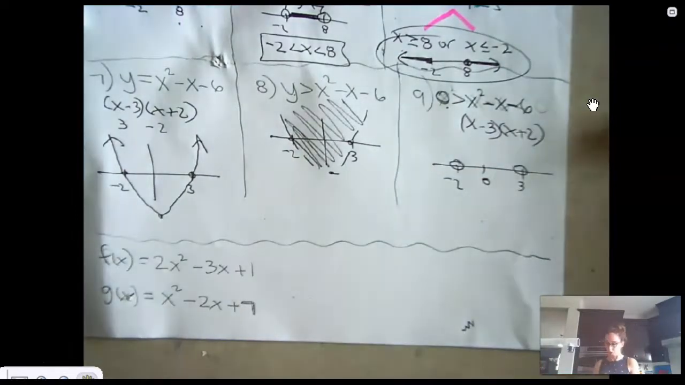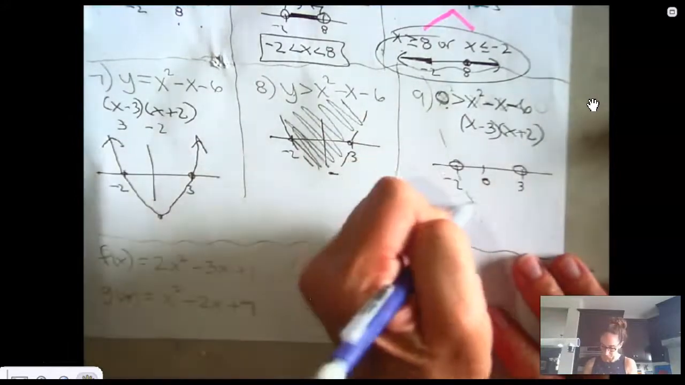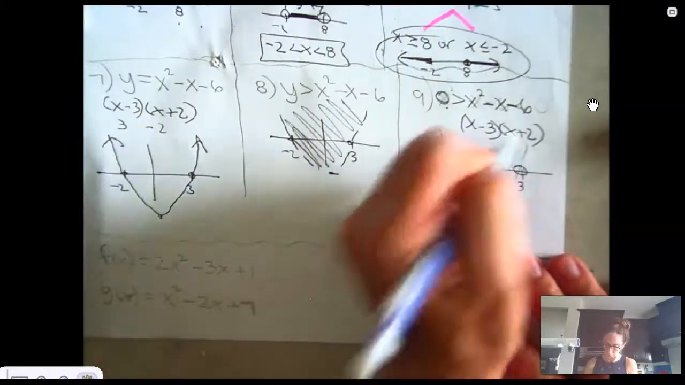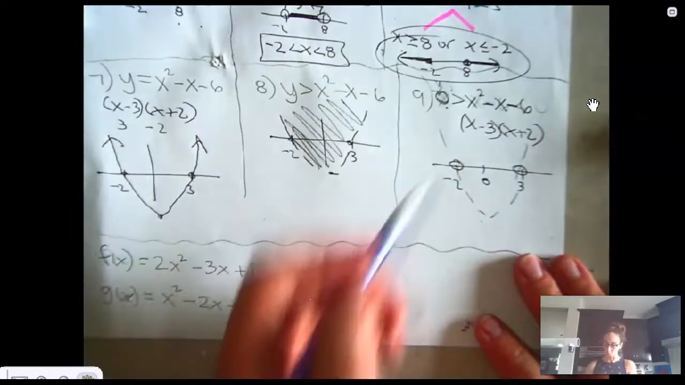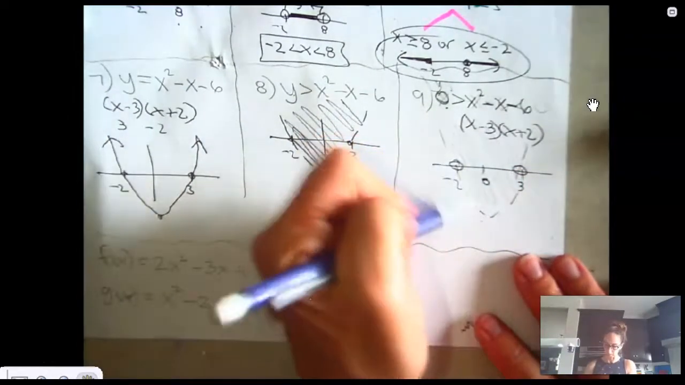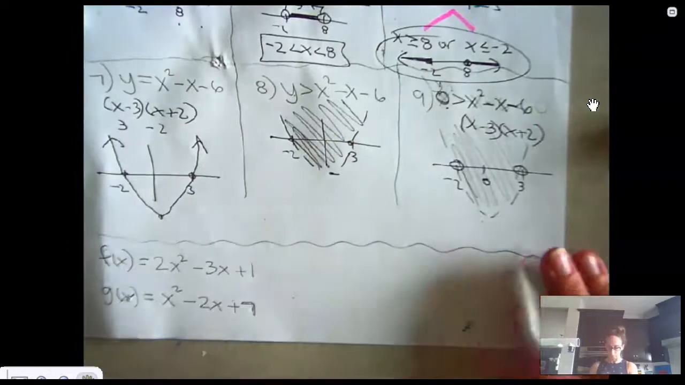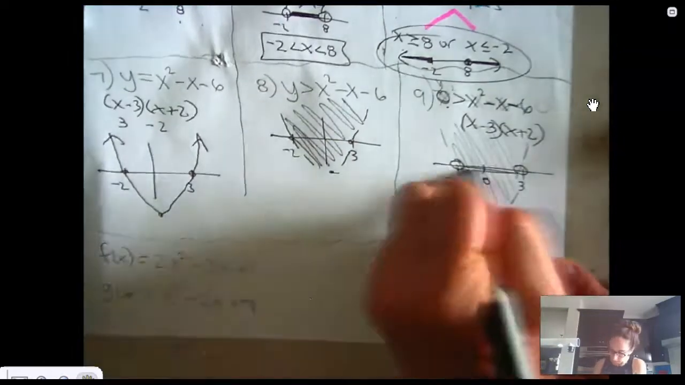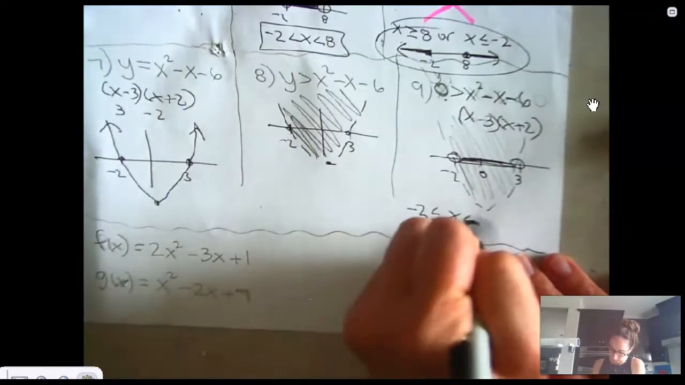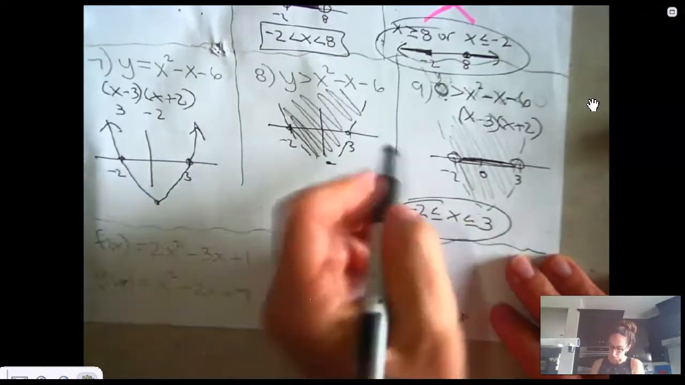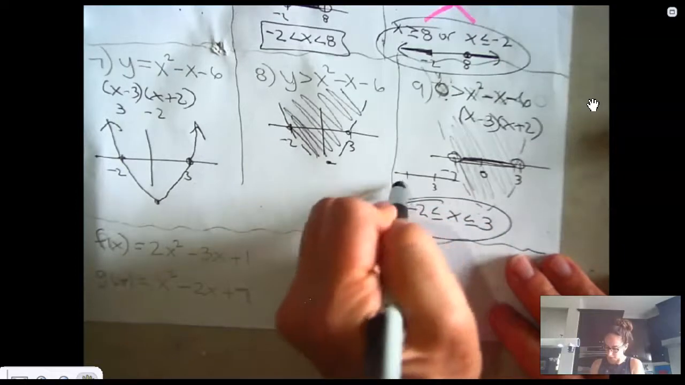Now we know if I fake drew the parabola and I change this to a y is greater than, right there, which means I'm actually shading in the middle. So that means -2 is less than x, which is less than 3. Or if I showed that, 3, -2.